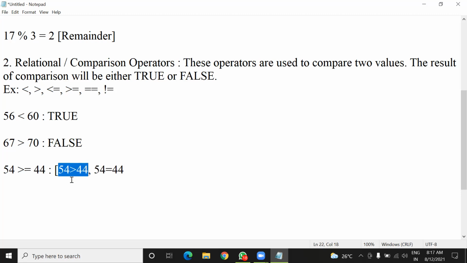True, sir. It is true. 54 equals to 44. Is it true or false? False. So here one of the conditions is true. If one of the conditions is true, then you can term the whole expression as true. If both comparisons are false, then you can term the whole expression as false. So this is how you can find out whether it is true or false.